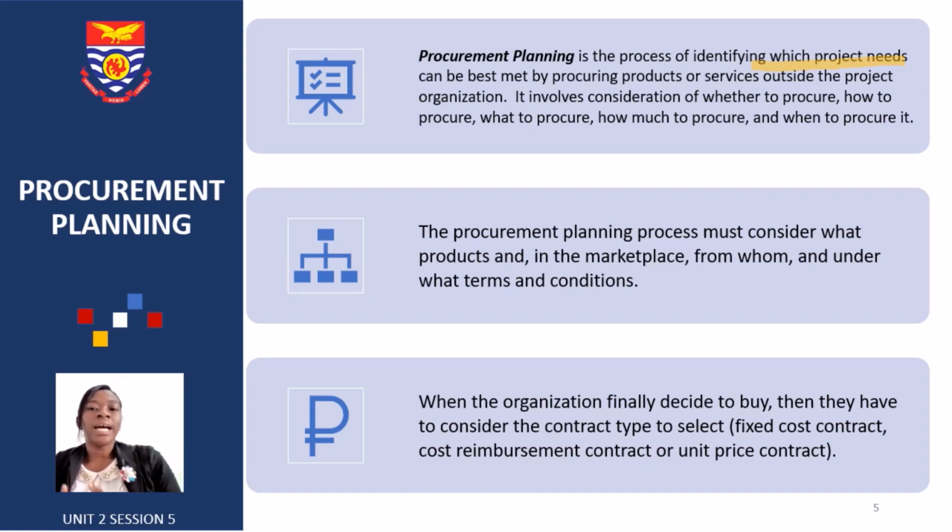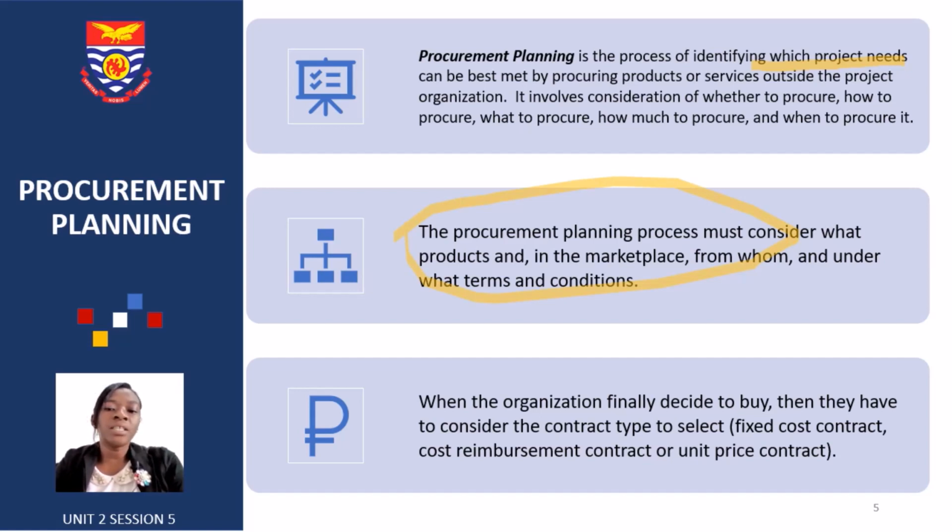And so these are key things you need to look out for, whether you should procure it, yes or no. There should be justifications for it. How to procure it? Are you going to even do single sourcing or not? Where are you going to get it from? How much do you need to procure? Do you need 1, 2, 3, 4, or 5? And when to procure it? That matters a lot as well. And so you must consider what products are in the marketplace, from whom, under what terms and conditions. All of these are things you'd have to consider when you're doing your project procurement planning.